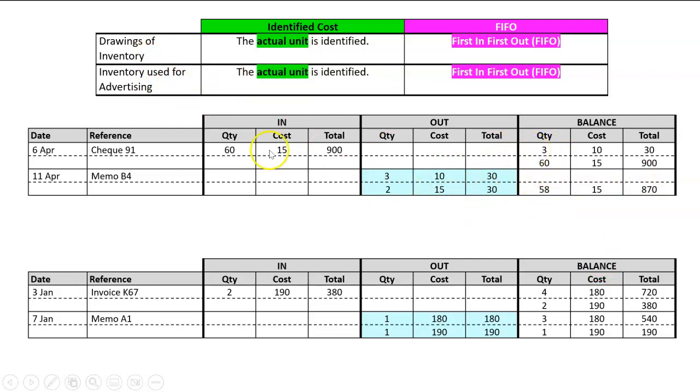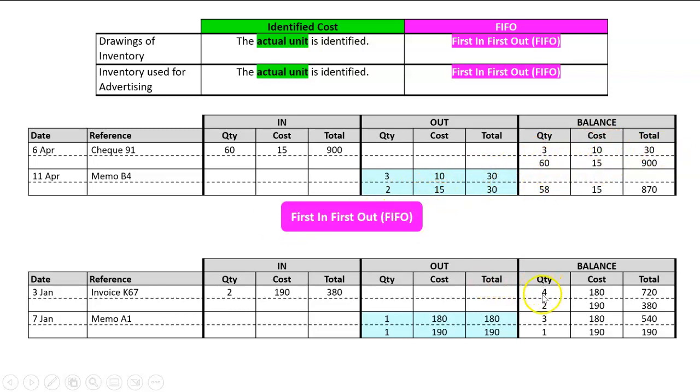So let's take this one. 11th of April memo, out column. And this one, 7th of Jan memo, out column. So they're either one of these two. But looking at this one, the day before I had 3 at 10, 60 at 15. And it looks like 5 went out for either drawings or advertising. The first 3 that went out were at $10, so that's these 3 here. And then I got the next 2 from the $15 pile. So this one's got to be FIFO.